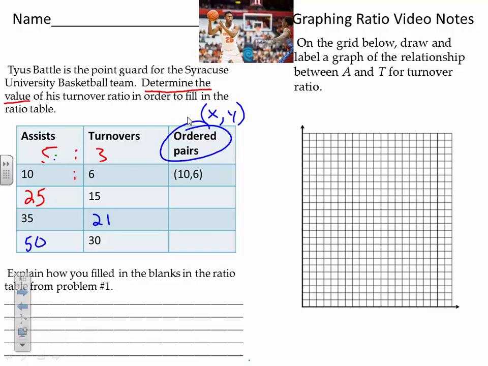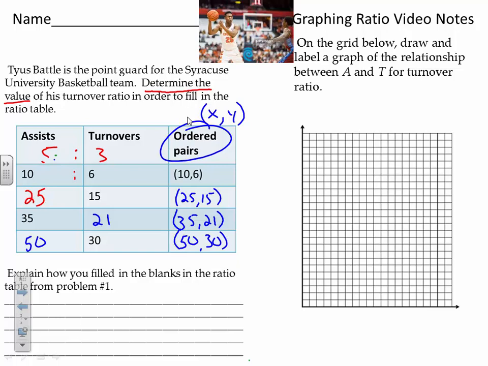So we have 10 to 6. The next one says 25 to 15. The next one says 35 to 21. I'm just labeling these in a different way. We've already calculated these ratios. So these are x values and y values. They're going to help us to determine how to graph this.